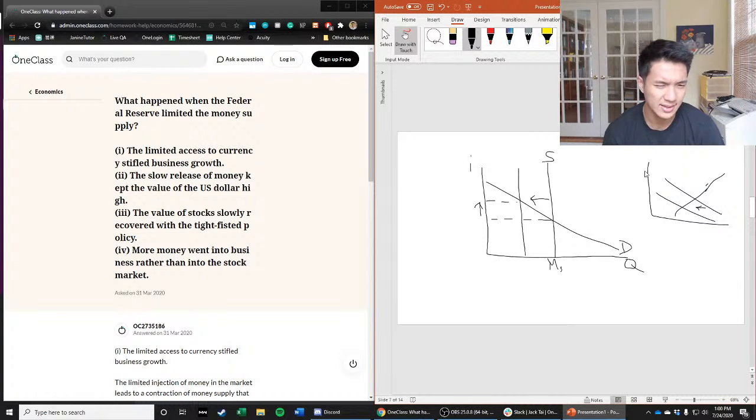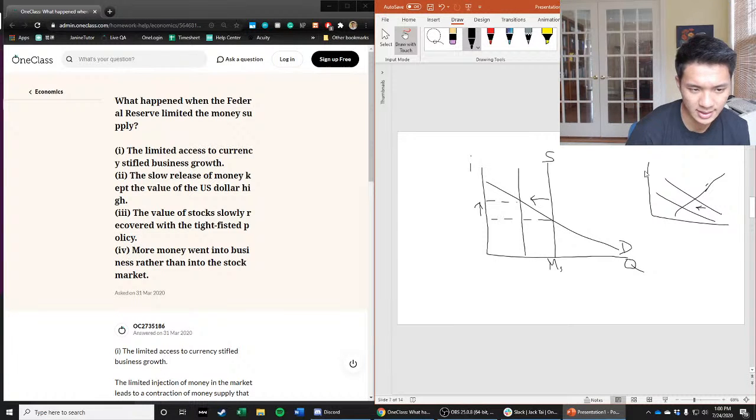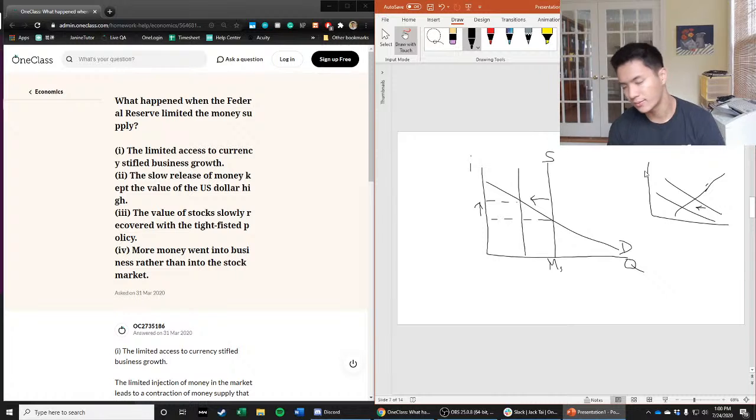Unsure, at least that seems to be more of an exchange rate thing, not really related to what we're talking about here, so not really pertinent. C says the value of stocks slowly recovered with a tight fiscal policy. And so there is a relationship between monetary policy and interest rates as well as stocks, but it's not really the direct impact of this kind of limitation policy.